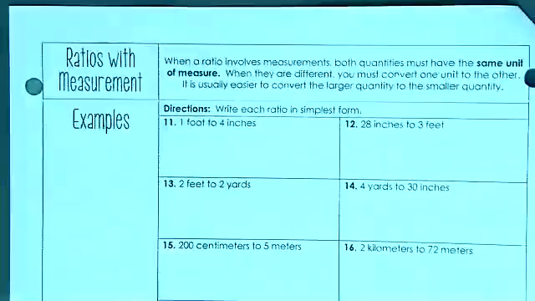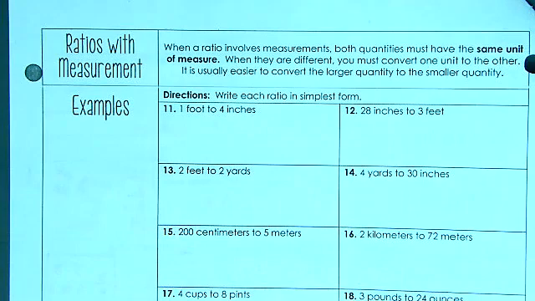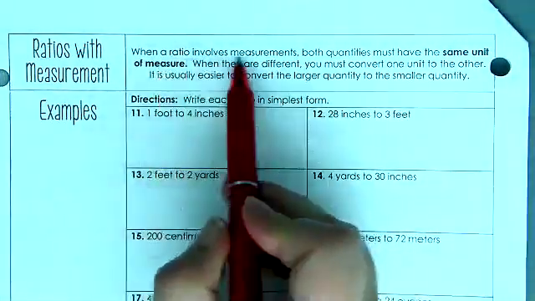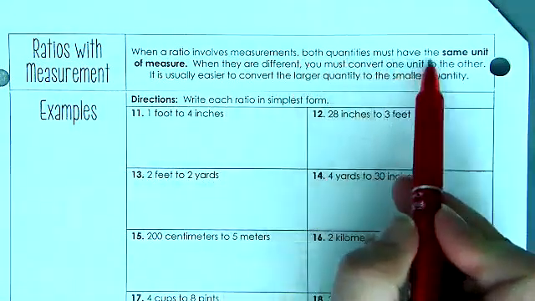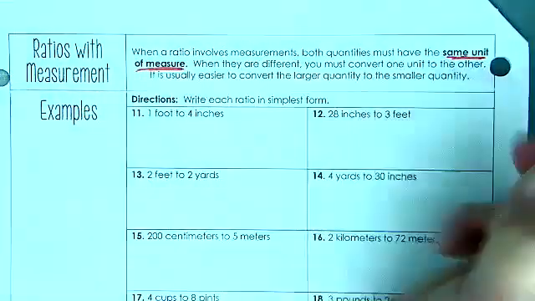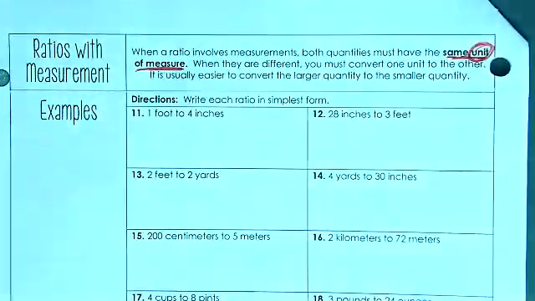Or on the back of this page, I apologize. On the back of this page, so now we're talking about when we have measurement. This is where your formula chart that you were given, that should be in your resources section, and you also have copies of this in Schoology, is going to come in handy, okay? Because when a ratio involves measurements, both quantities must have the same unit of measure. It must be in the same unit, okay?